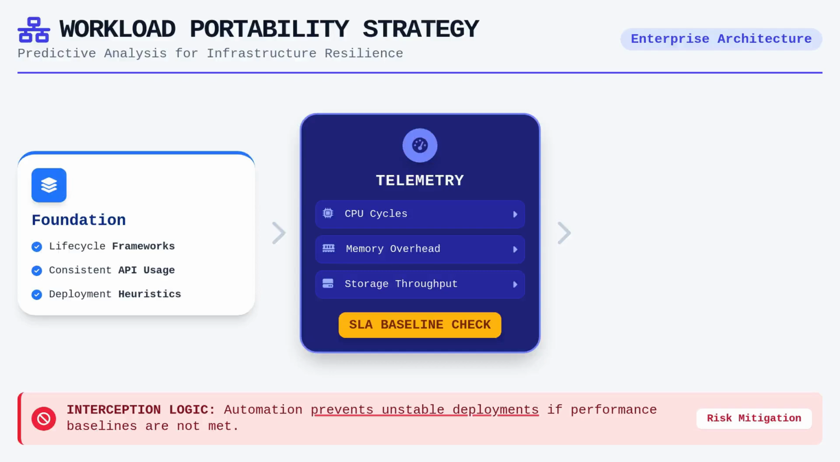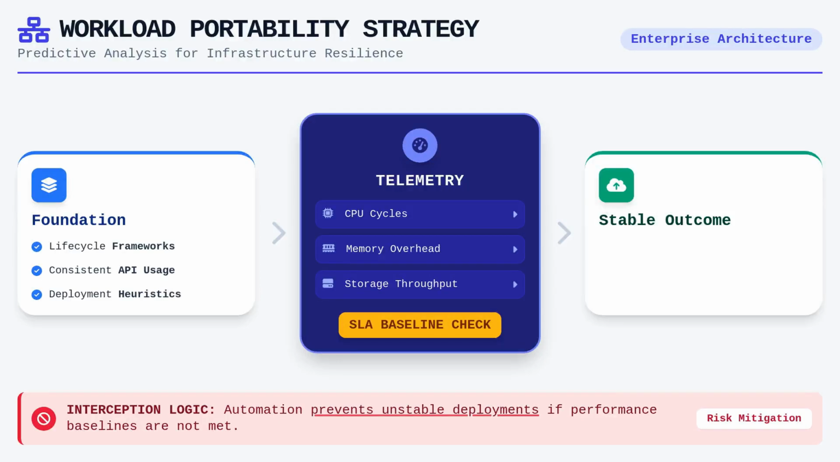This predictive approach is essential for maintaining resilient infrastructures, especially when dealing with high-demand production applications that cannot tolerate latency fluctuations. Effective portability also requires a deep understanding of cryptographic baselines and internal security constraints. As a workload moves across boundaries, the integrity of its data and its access control policies must remain immutable.